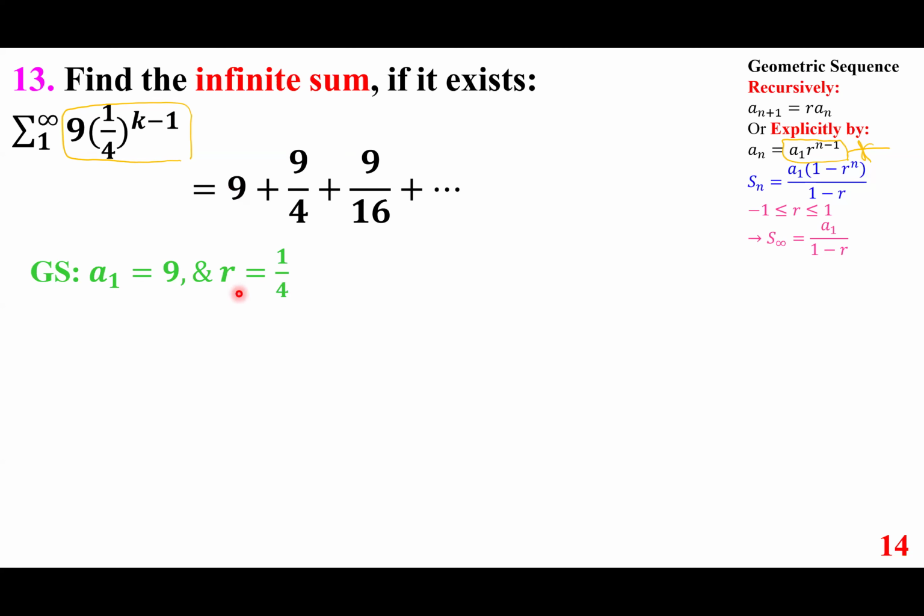Because r is 1/4, between -1 and 1, we can find the infinite sum, the sum as n goes to infinity. That's the meaning of it. It is a sub 1 over 1 minus r. You're going to use that formula, everybody.